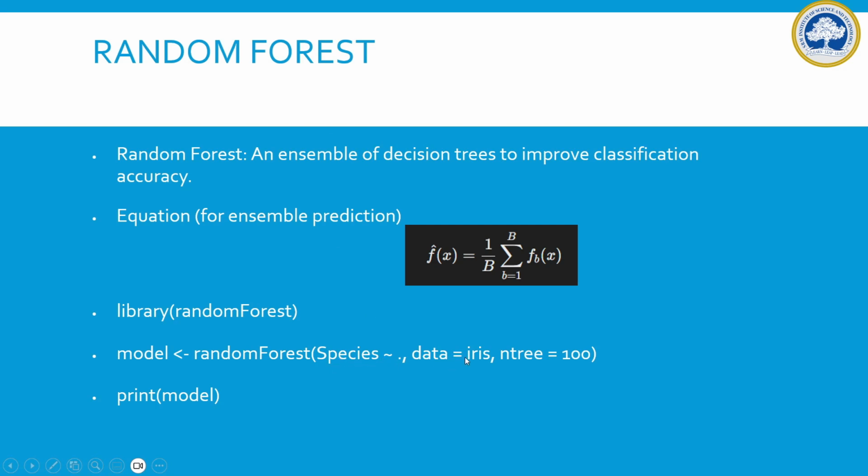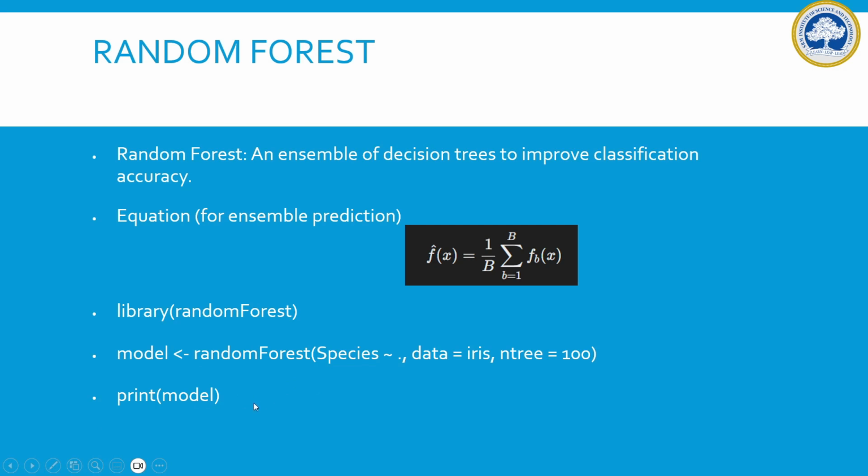of iris. And we have to give another argument, how many decision trees have to be constructed as a forest. So here the number of trees is 100. That means this random forest model will construct 100 decision trees. Then the average of those 100 decision trees is taken as the final outcome, and produced as the final outcome. So you can see the model properties or performance by the print command.